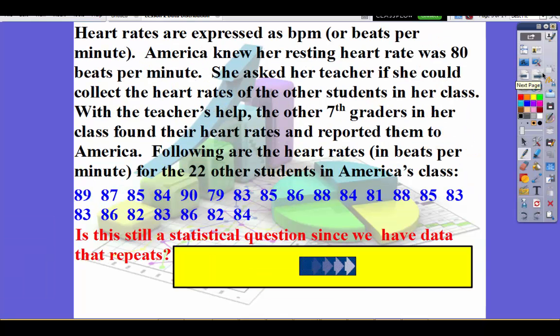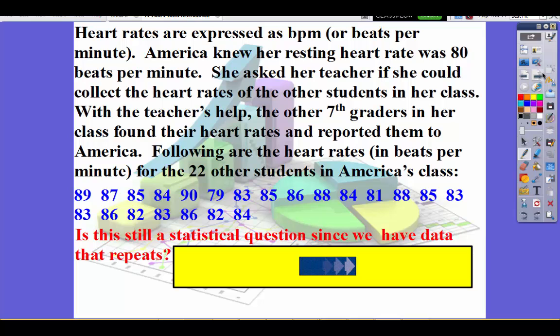Okay, here's our next one. Heart rates are expressed as beats per minute or BPM. America knew her resting heart rate was 80 beats per minute. She asked her teacher if she could collect the heart rates of the other students in her class. With the teacher's help, the other 7th graders in her class found their heart rates and reported them to America. Following are the heart rates in beats per minute for the 22 other students in America's class.